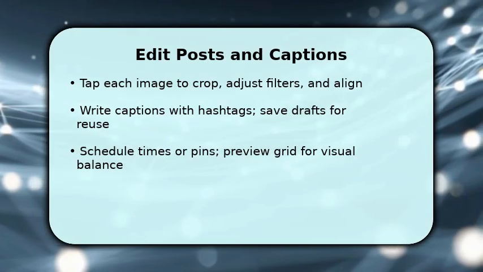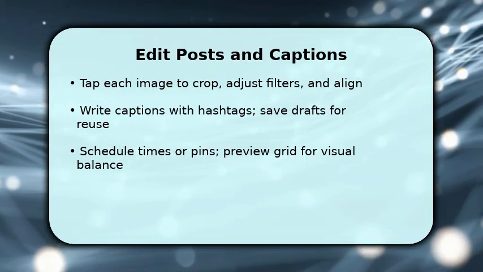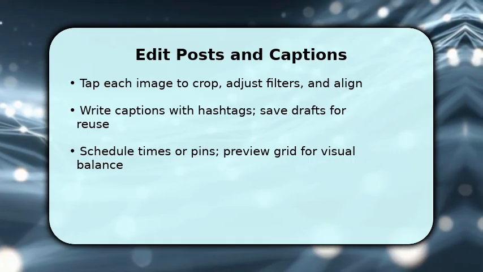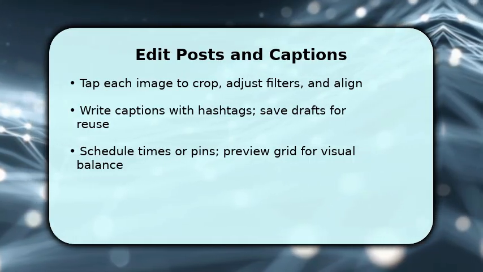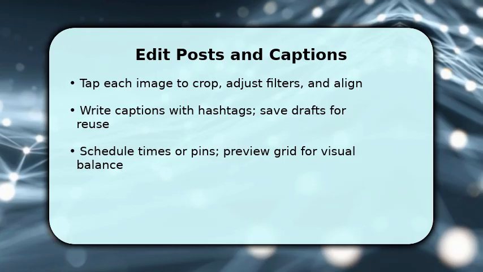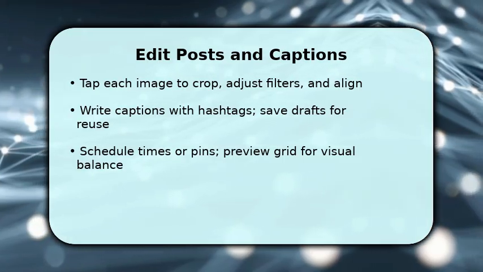You now edit each post to control how it appears on Instagram. Tap an image to crop, adjust exposure, or apply a subtle filter. This keeps a consistent aesthetic across your grid. Then add captions, emojis, and targeted hashtags. Save them as drafts to reuse similar language.